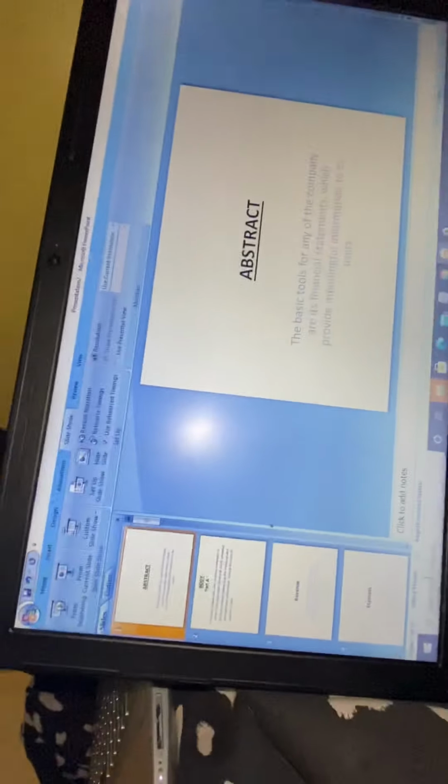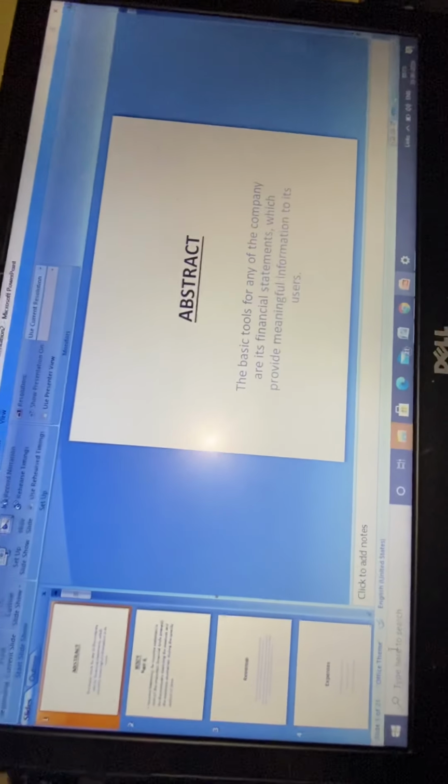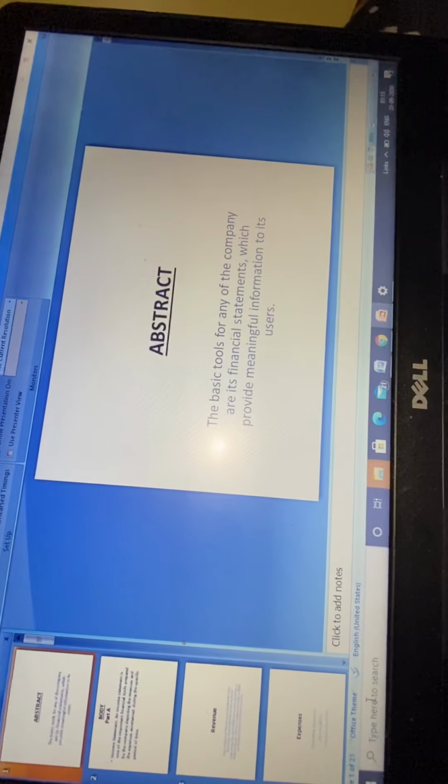So good morning everyone. Today we are going to study the topic of the corporate accounting subject, and the topic is the income statement and the cash flow statement, which the company prepares in order to get knowledge about the company's financial position.